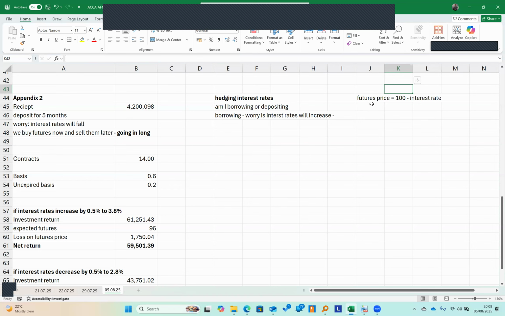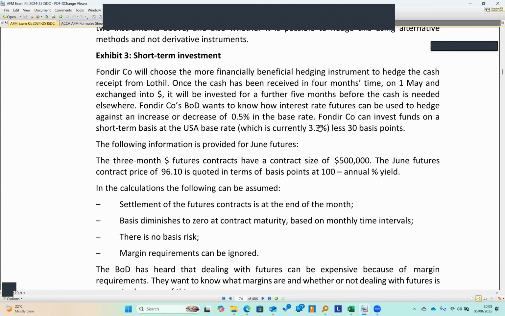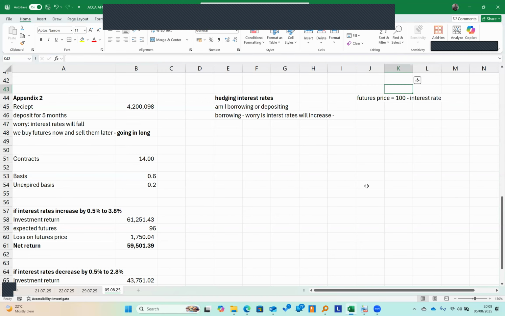You see how they listed here that the June futures contract is 96, which is quoted in terms of basis points at 100 minus the interest. So this is how they quote future prices. And when they quote future prices like this, it means that always these two are inversely related. If the interest rates increase, future prices decrease.